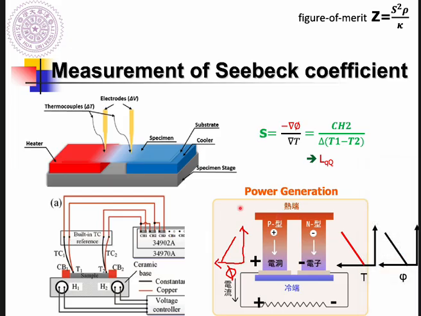Back to the lesson point. First thing is every material has its own Seebeck coefficient, which means that when you apply a temperature difference or gradient on any material, it will generate some electrical potential gradient, and whether it's positive or negative is determined by its major carrier. For p-type material, it's positive. For n-type material, it's negative.